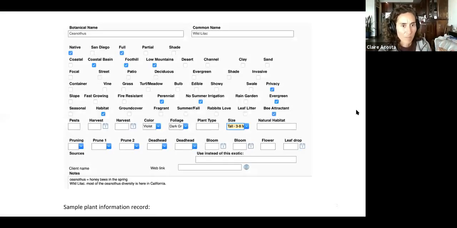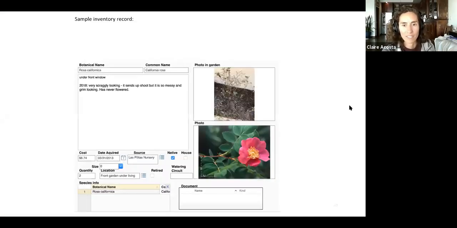So inventory is important. This is just a little database. I think this is actually from Microsoft Access or something. Again, this was from the last lecture, where we had more time to spend on inventory. It's a little in depth, but I think this one is kind of helpful. If you have the time and can do this, it's an awesome service, but not everybody can. Having the name of the plant, maybe a photo of it in the garden, a photo of it from the nursery so you know what it's supposed to look like, the cost, the date you got it, where you got it from, how many, and where you planted it.